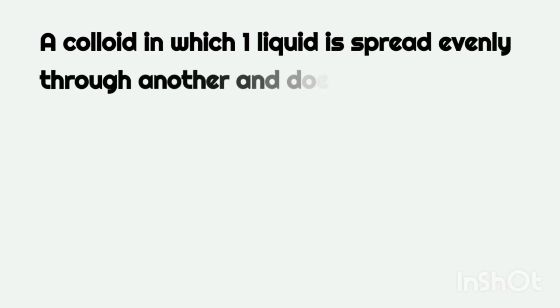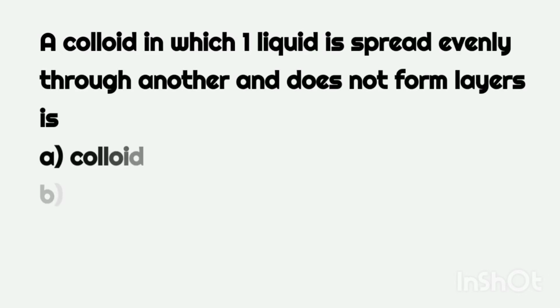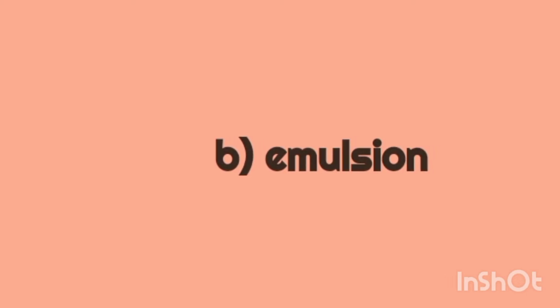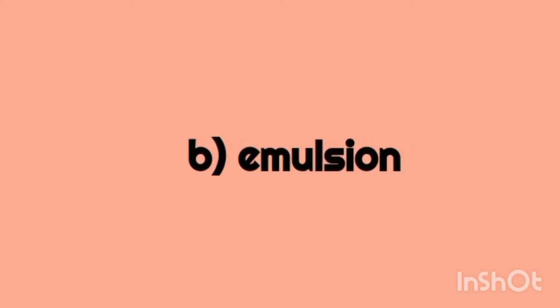The next question. A colloid in which one liquid is spread evenly through another and does not form layers is called A, colloid, B, emulsion, and C, separating funnel. And the answer is emulsion. Yes, an emulsion is formed when two liquids come together whereby they don't form layers. Emulsions are thicker than colloids.